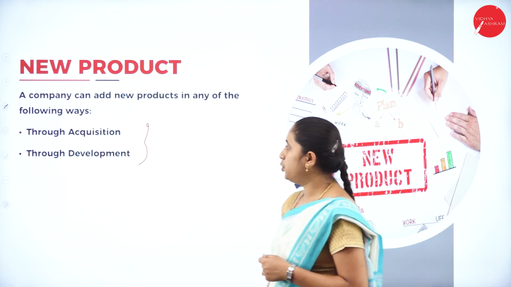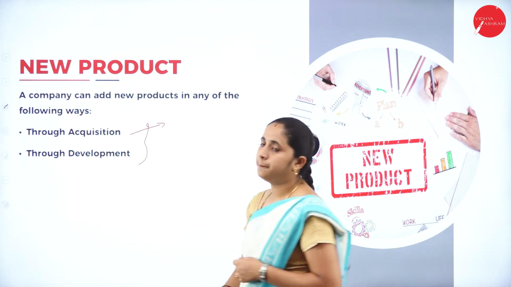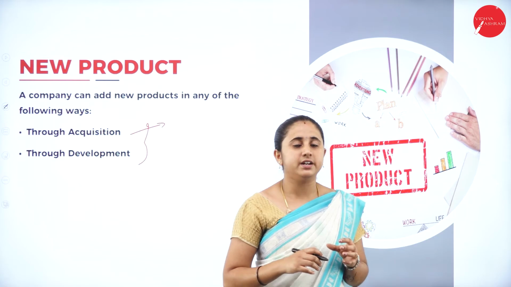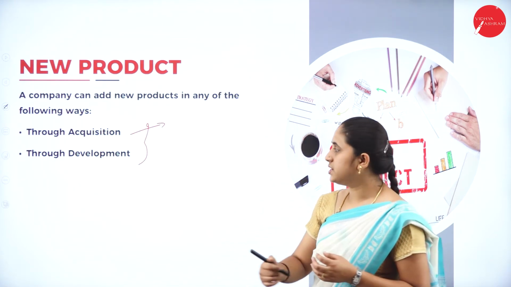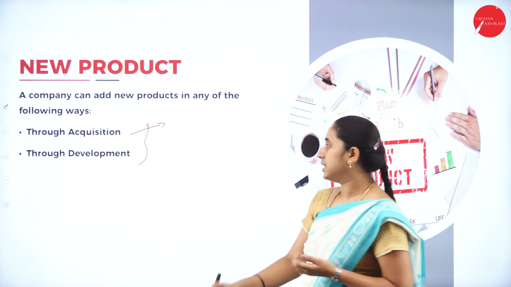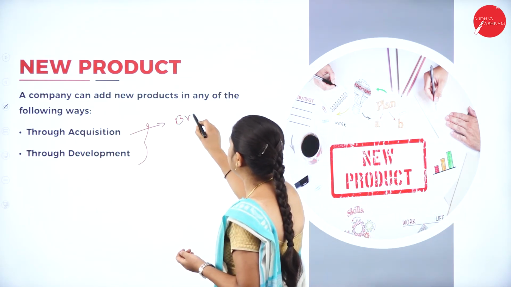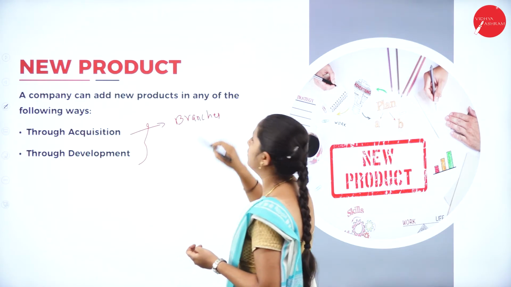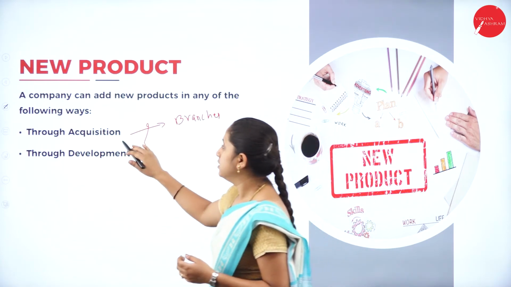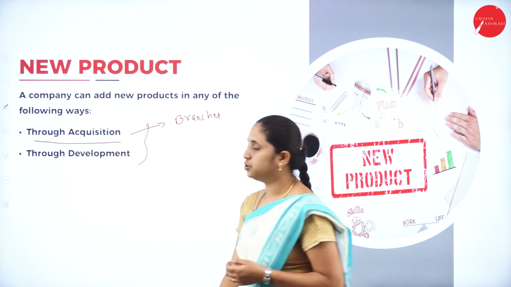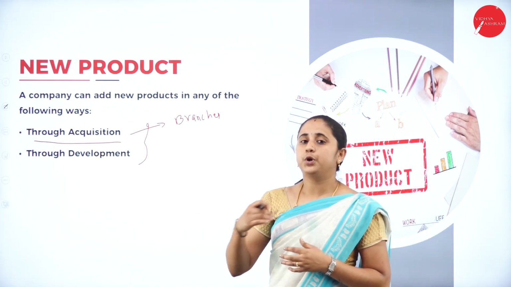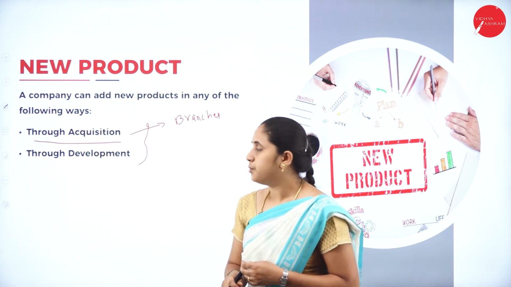For example, through acquisition, take McDonald's. The main branch is located outside the country, so they take a license or franchise from the main branch so that they can open branches all over the country. Through acquisition, they take a license or franchise to open or to manufacture such a product.